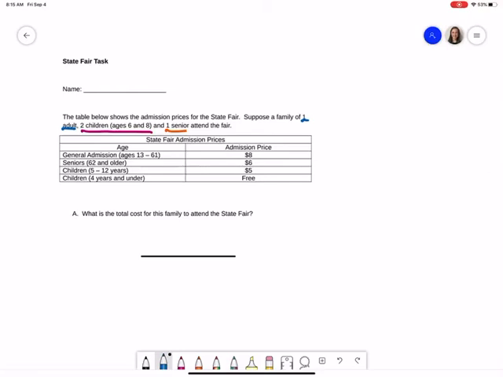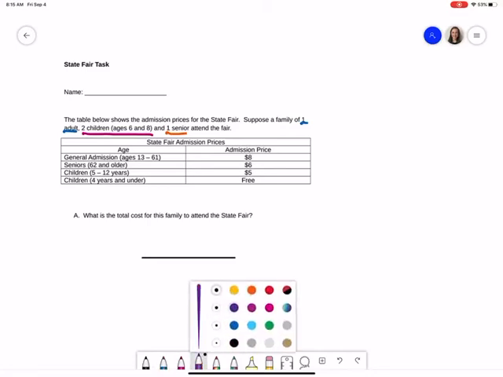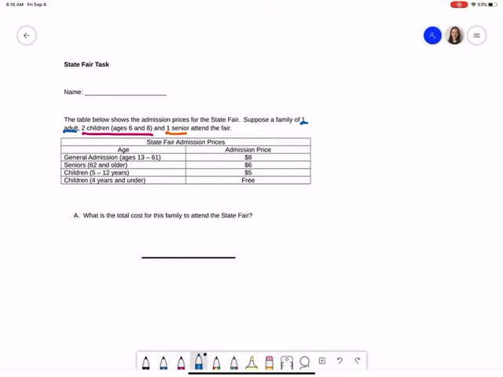So first of all, we're going to start with the 1 adult. Which age is the adult? Is it 13 through 61, 62 and older, 5 through 12, or 4 and under? Let's see. It is this right here, right? 13 through 61 is just considered an adult, okay? For the price of the ticket. So we have $8 would have to be spent on our adult.